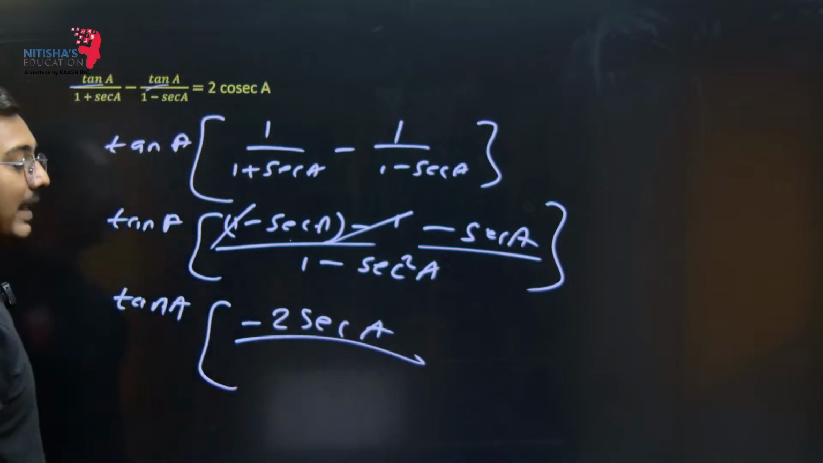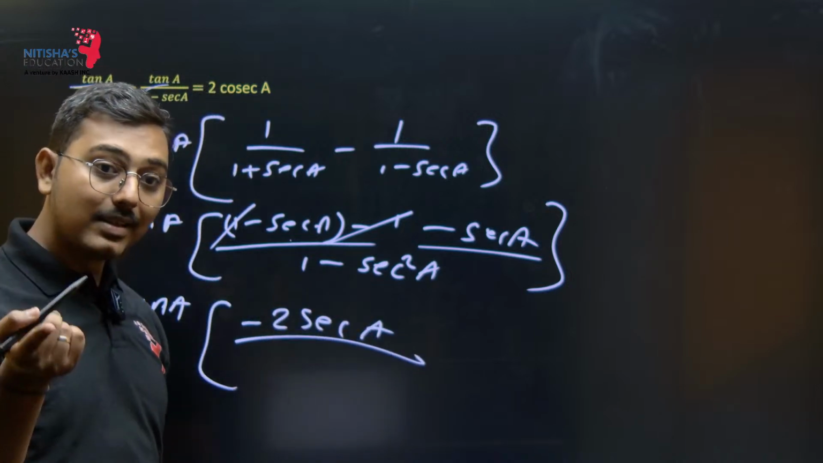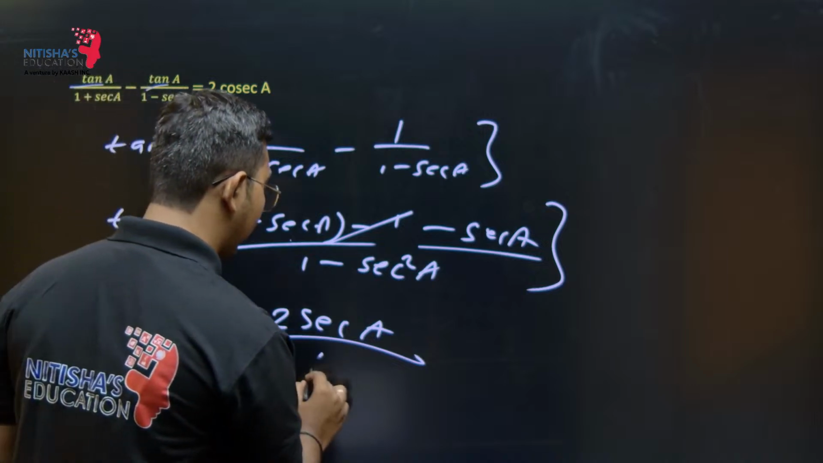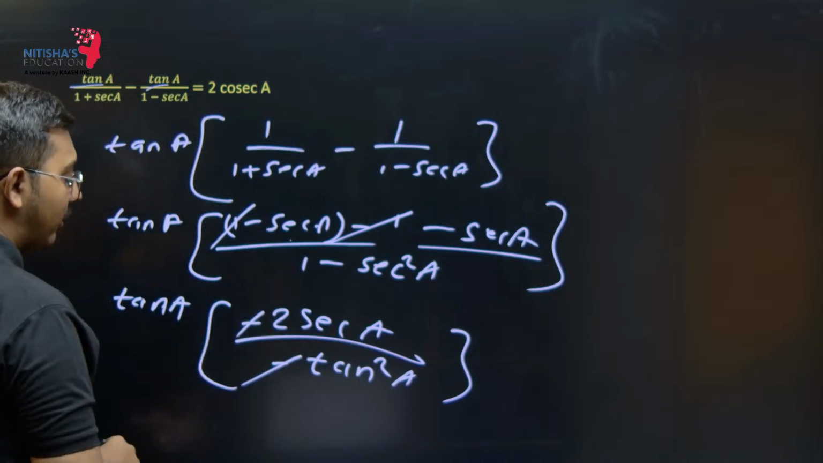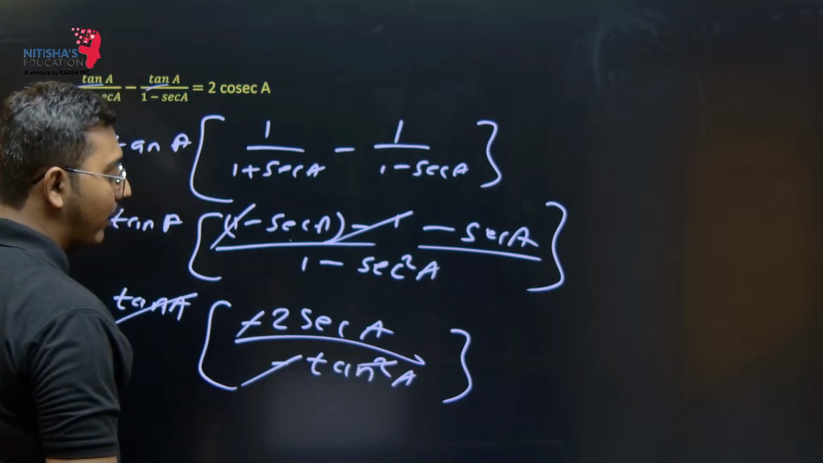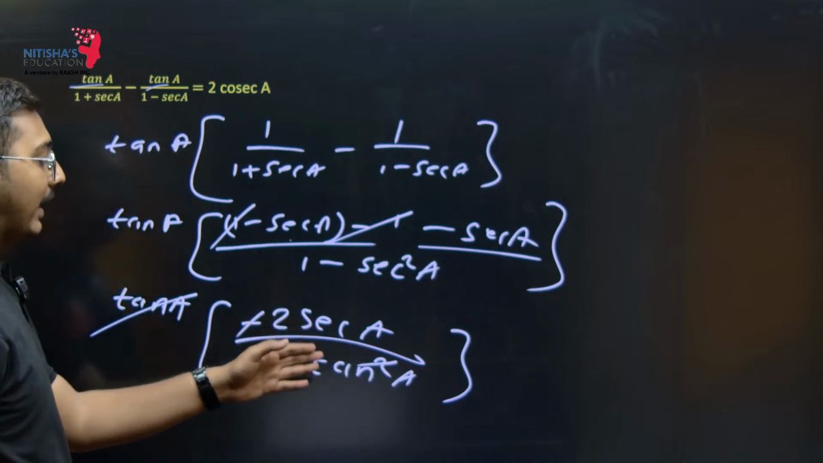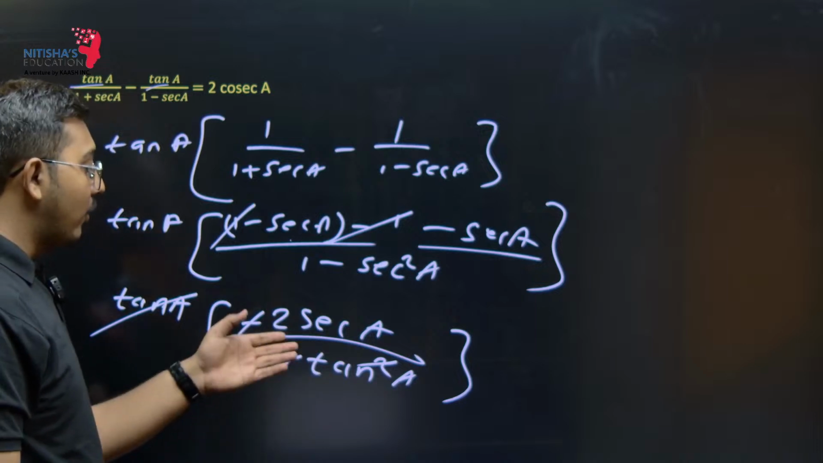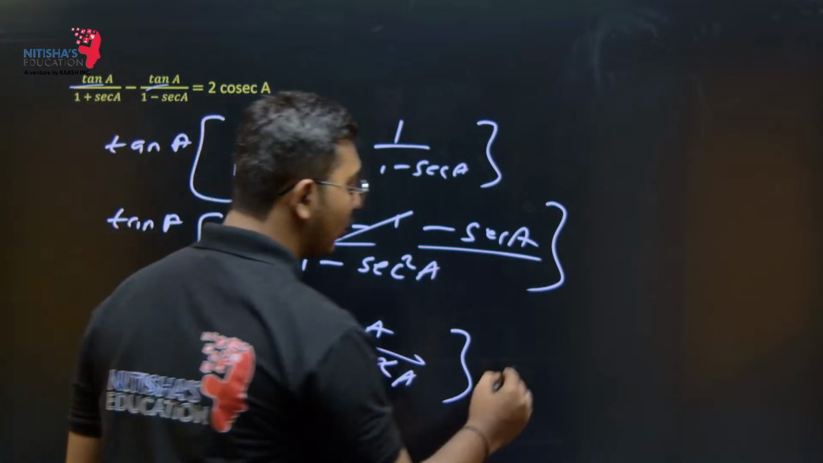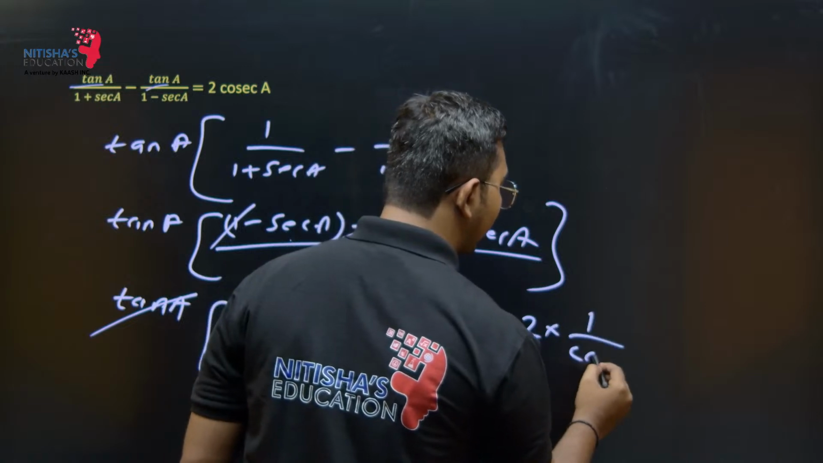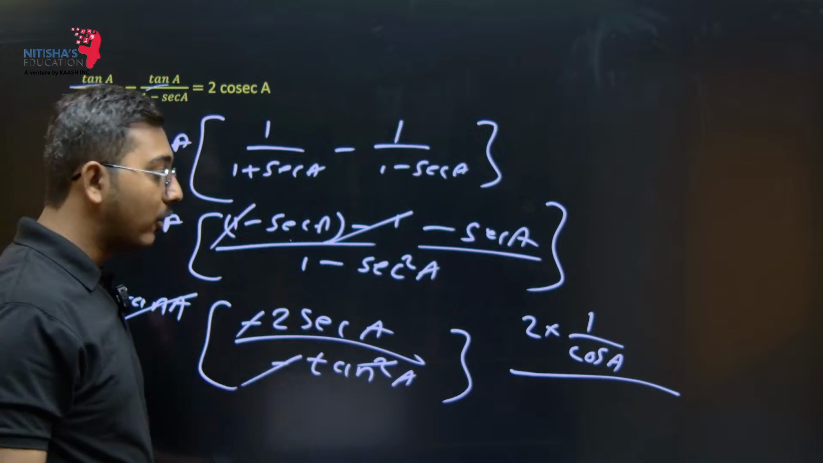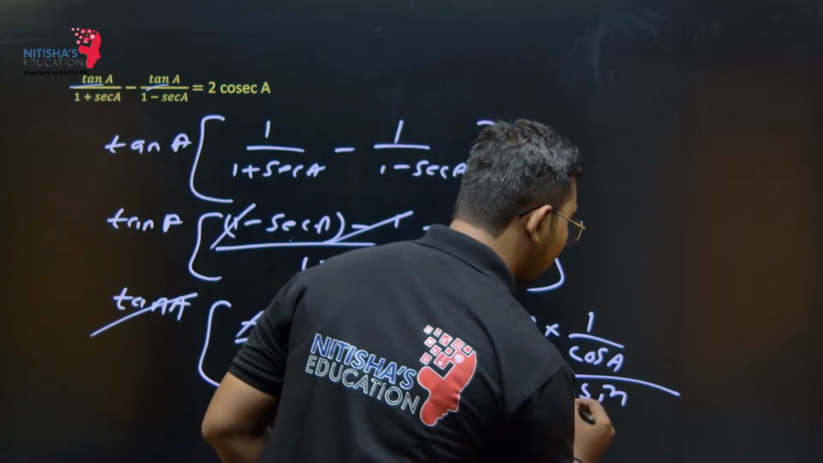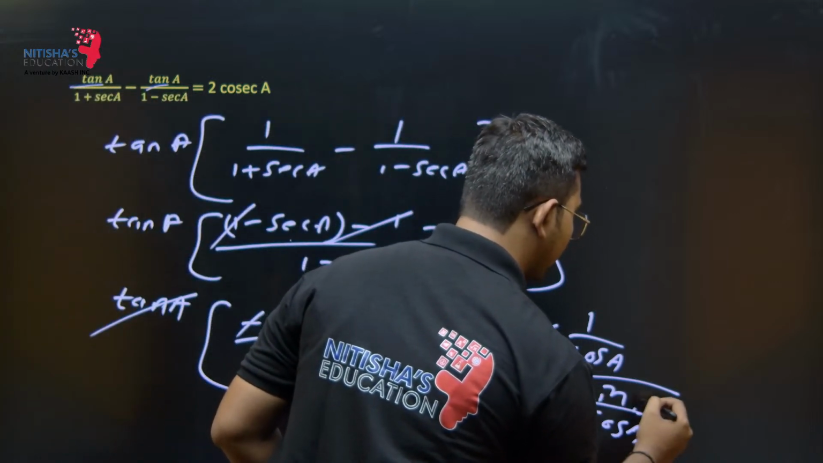And what is 1 minus sec square A? It is minus tan square A. Minus tan square A. So minus will be cancelled out. This tan A will be cancelled out with this square one. So it is just 2 sec A upon tan A. Again, what is sec A? It is 1 upon cos A. So 2 times 1 over cos A whole divided by, what is tan A? Sine by cos. So sine A divided by cos A.